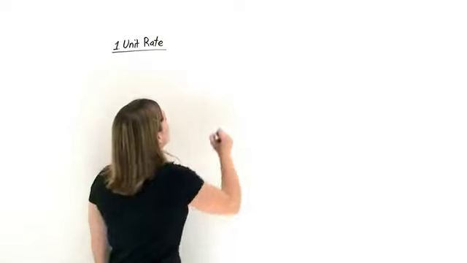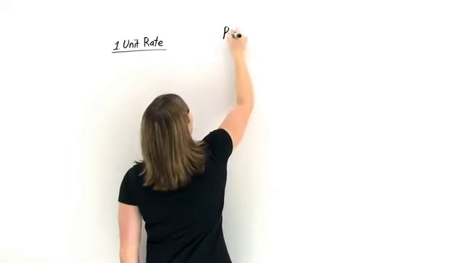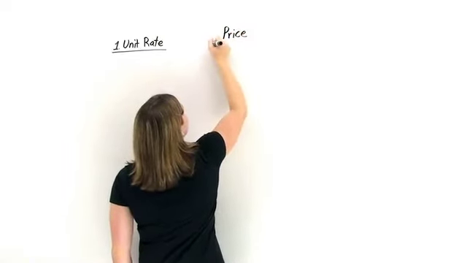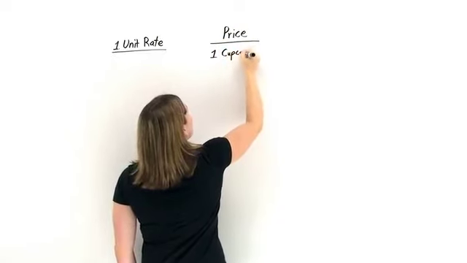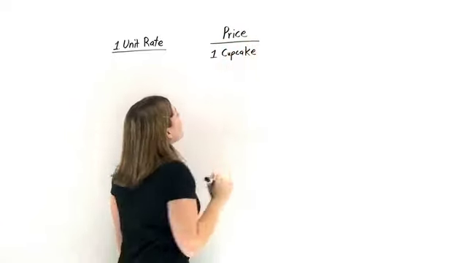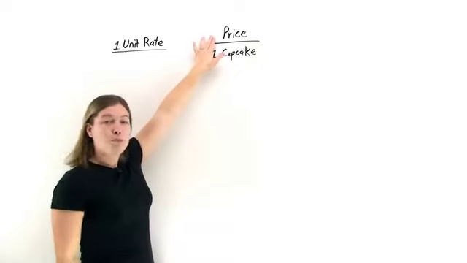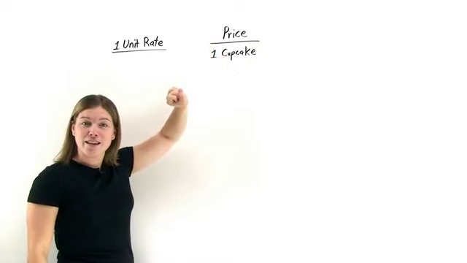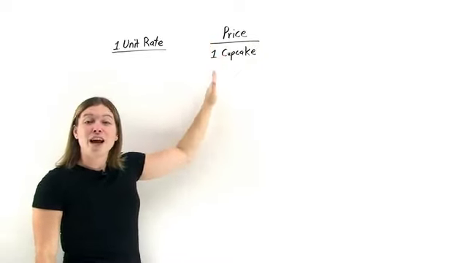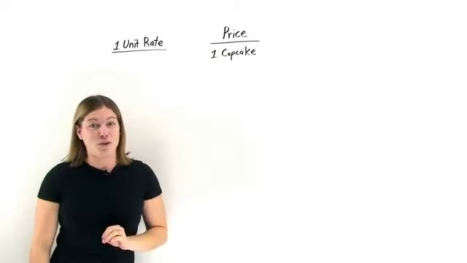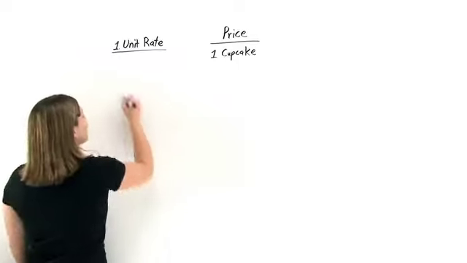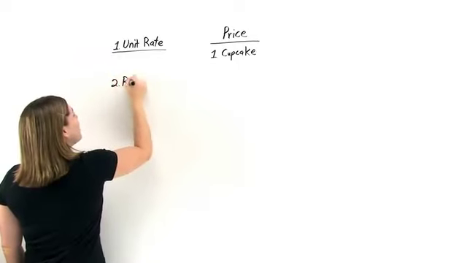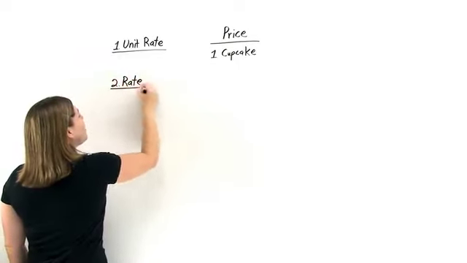So our unit rate will look like this. We will have the price over one cupcake. We write a fraction that looks like this. Here we have the price of one cupcake. So we need to find this unit rate for each one of the stores. But to do that, we first need to actually find the rates for each store. So let's do that first.